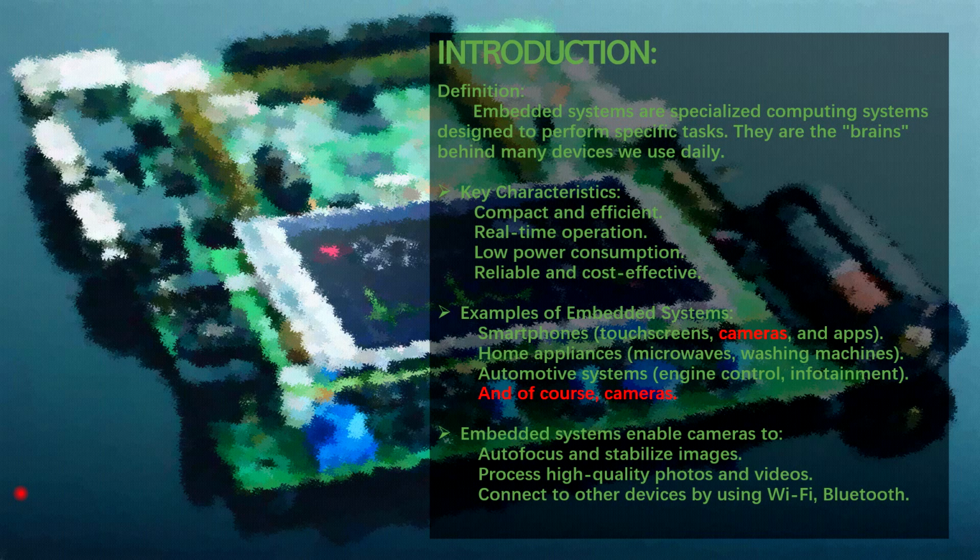Examples of embedded systems: smartphones, touchscreens, cameras, and apps. Home applications: microwave, washing machines. Automotive systems: engine control, infotainment, and autofocus cameras. Embedded systems enable cameras to autofocus and stabilize images, process high-quality photos and videos, and connect to other devices by using Wi-Fi and Bluetooth.